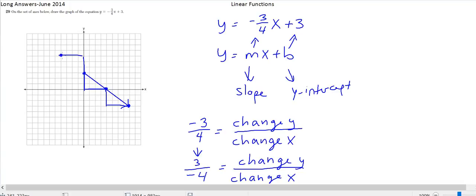And let's do that again. Up 3 and left 4. That's another point. Of course, we want to connect the points and put an arrow at the end to show that it doesn't end at the edge of this page. It goes on forever in that direction as well. And this would be the graph of your line, y equals negative 3/4 x plus 3.